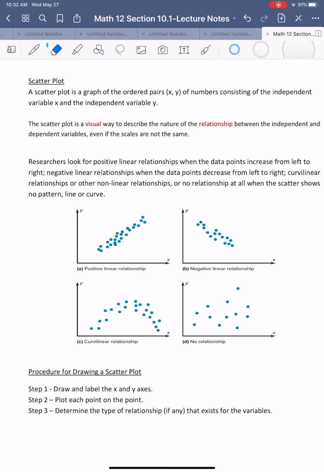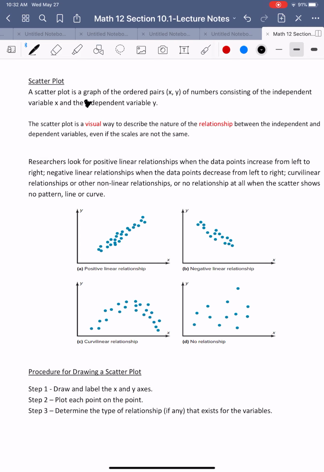A scatter plot is a graph of the ordered pairs x and y, consisting of the independent variable x and the dependent variable y. There's a typo there too. The scatter plot is a visual way to describe the nature of the relationship between the independent and dependent variables, even if the scales are not the same.